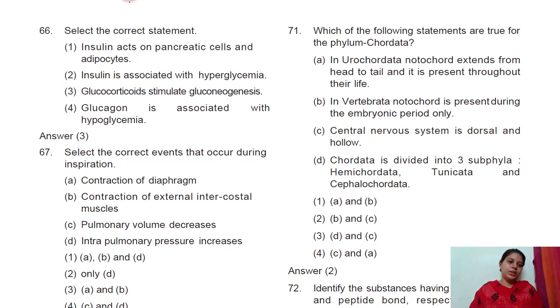And next question, select the correct statement. So insulin acts on pancreatic cells, and look at this, adipocytes they've given. So insulin is associated with hyperglycemia. Glucocorticoid stimulates gluconeogenesis. This is a very correct statement, where glucocorticoids stimulate gluconeogenesis in the liver, but glucagon is associated with hypoglycemia. Look at all the wrong options. Glucocorticoid stimulates gluconeogenesis, the right answer. Next question.